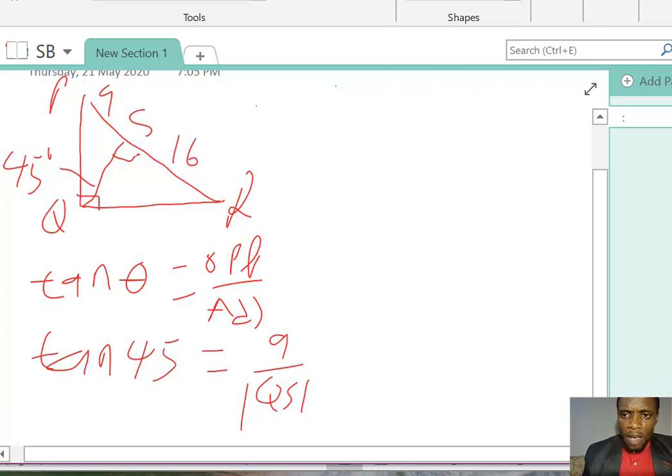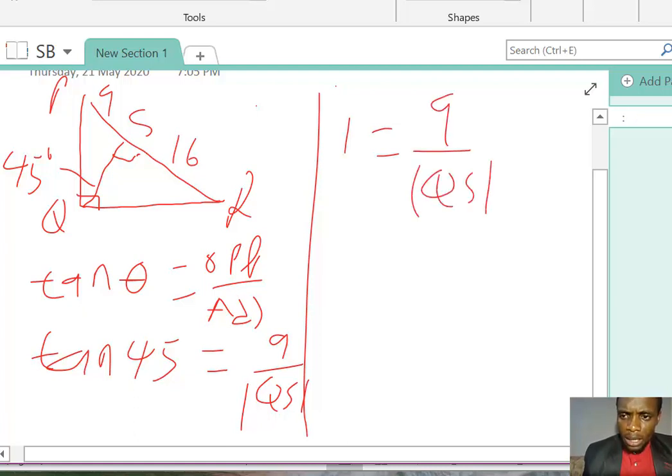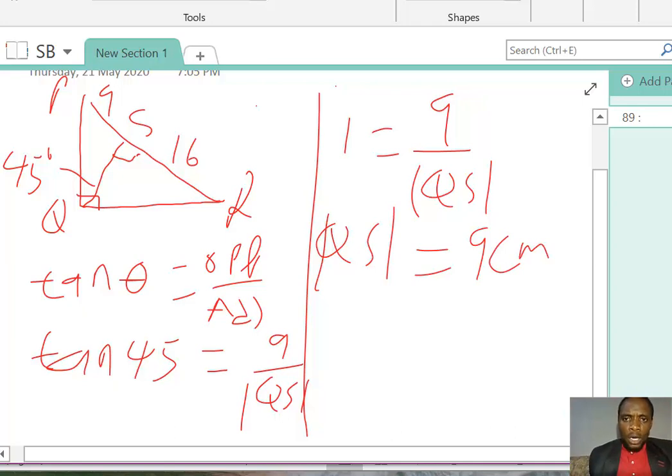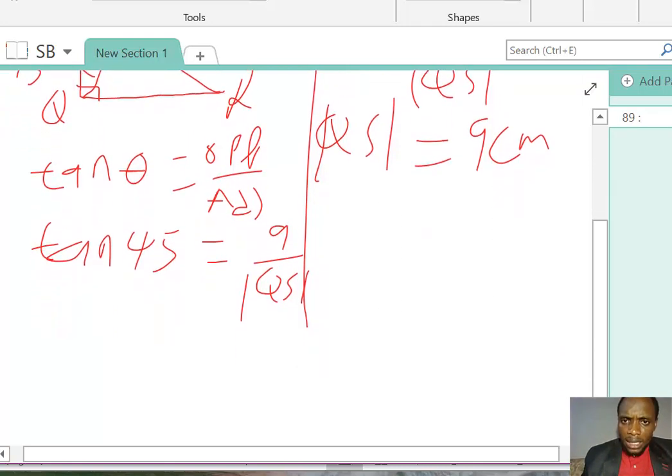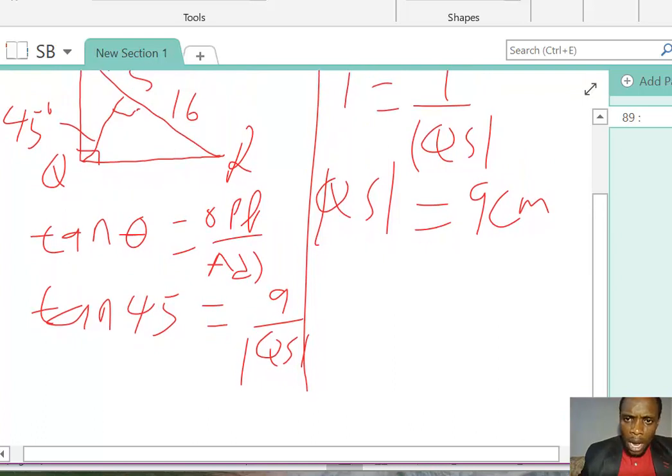So what is tan 45? Punch your calculator. Tan 45 should give us 1, which equals 9 over QS. If you make QS the subject of the formula, QS will be equal to 9 centimeter. So that is that for QS. The next question said we should find angle QRS. This angle QRS, that is what we have to find now.